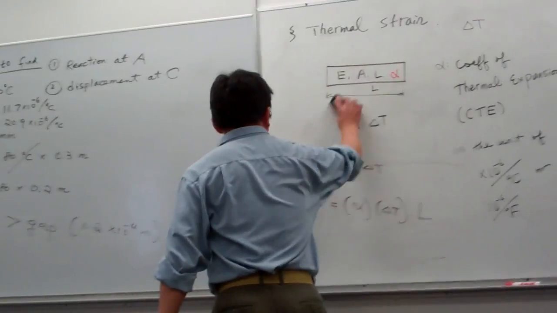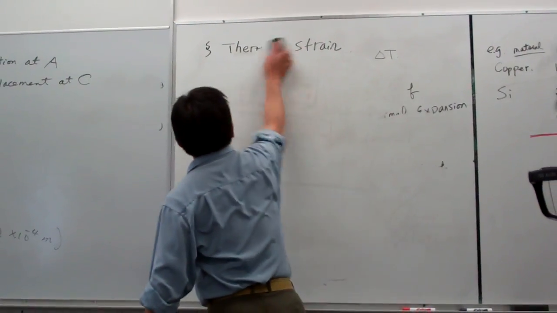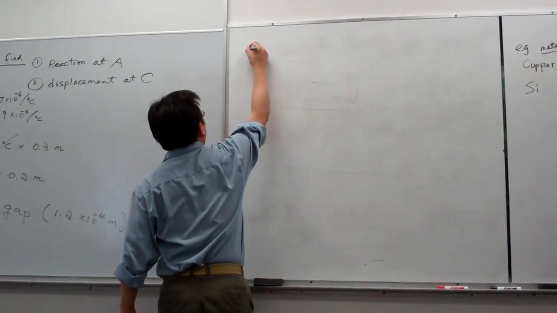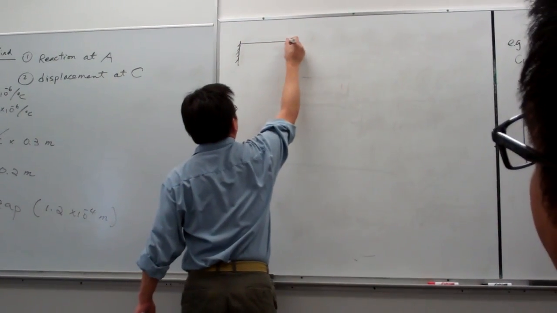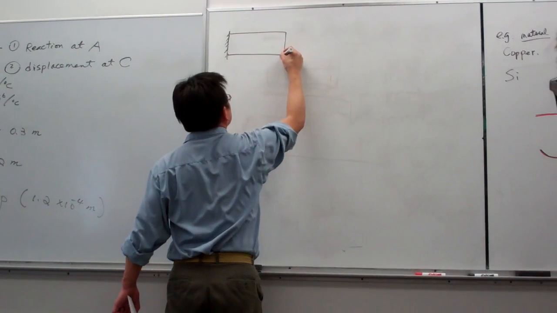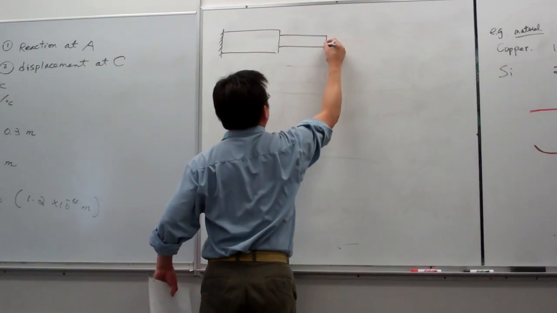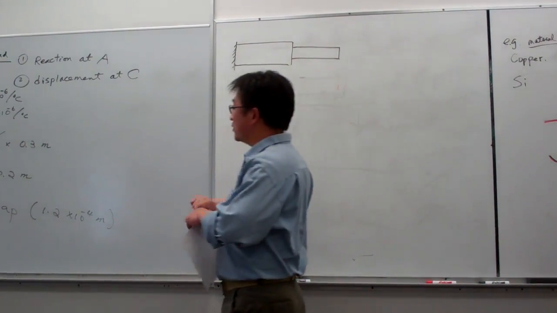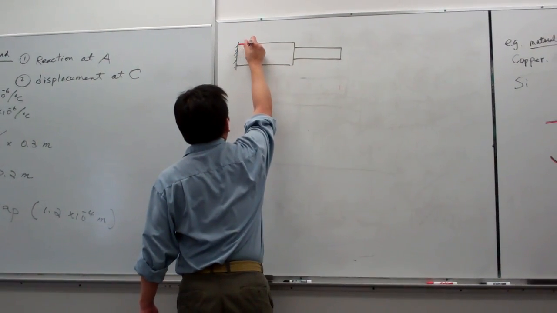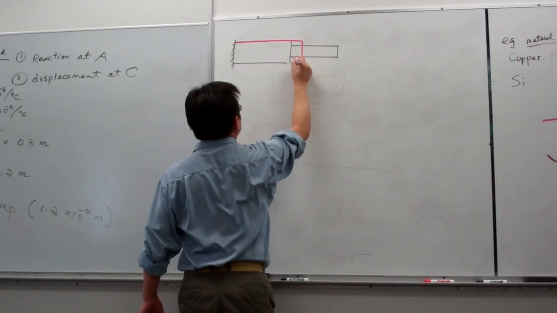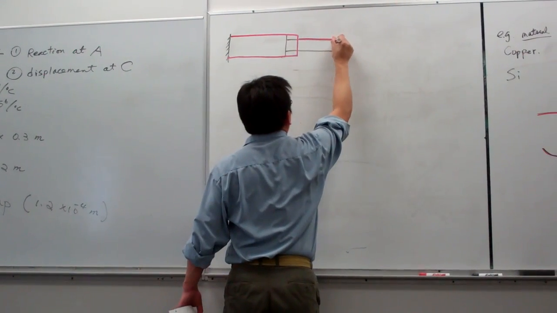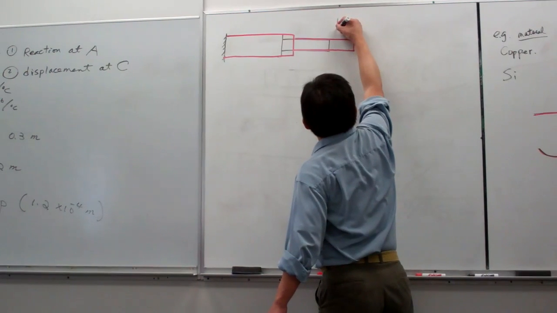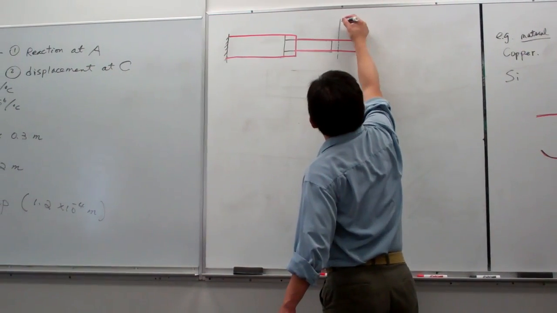So now again, let me use the same blocks here and use the two color code. For example, this is the original. Let me draw it. So this is AC. This is the original shape. And let me use the red color to indicate the virtual displacement due to thermal loading. So due to thermal loading, this material will be expanded by that much for this segment. The second segment will be expanded by that much. And here, that is the wall here.